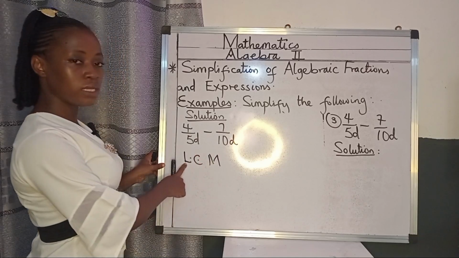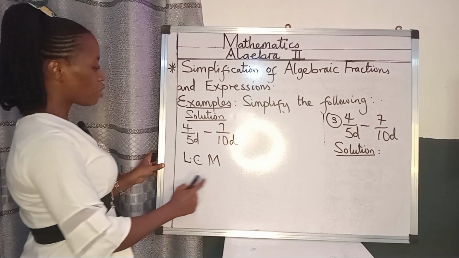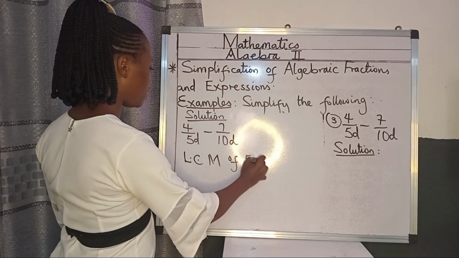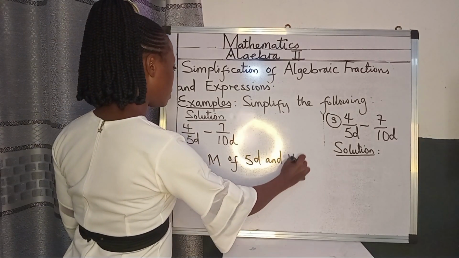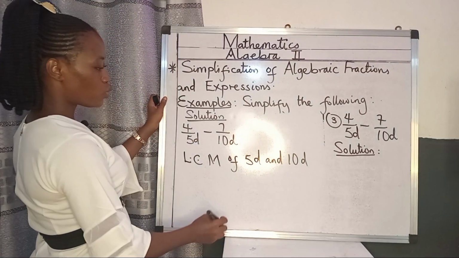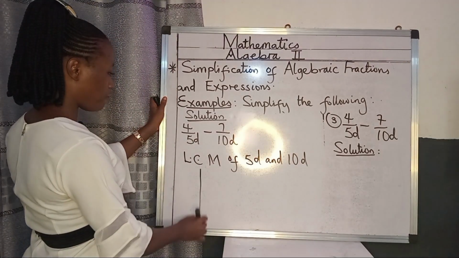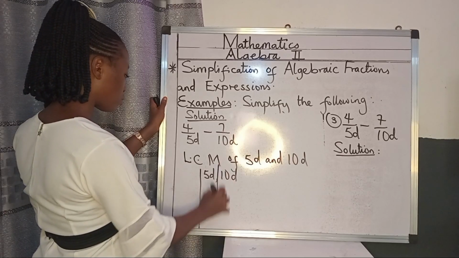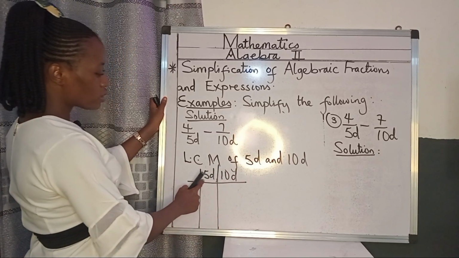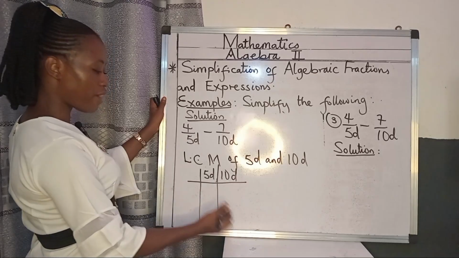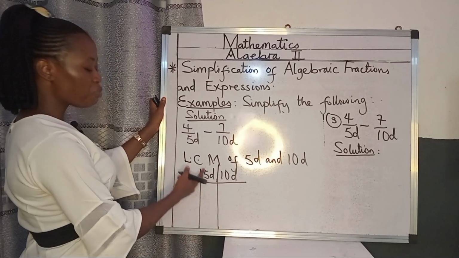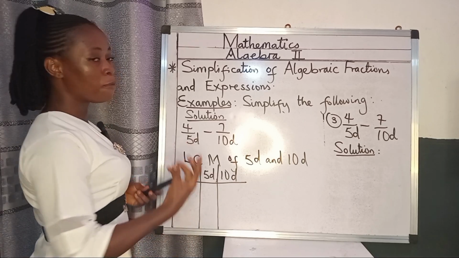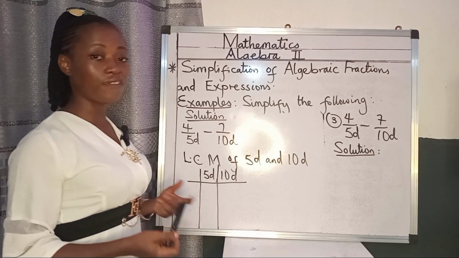LCM stands for least common multiple. So I'm going to look for the LCM of 5d and 10d. All right, so let's look at the LCM of 5d and 10d. Now, what can divide 5 and 10? Now, I'm using the product of prime factors method. I believe you know how to use the product of prime factors method to find LCM.